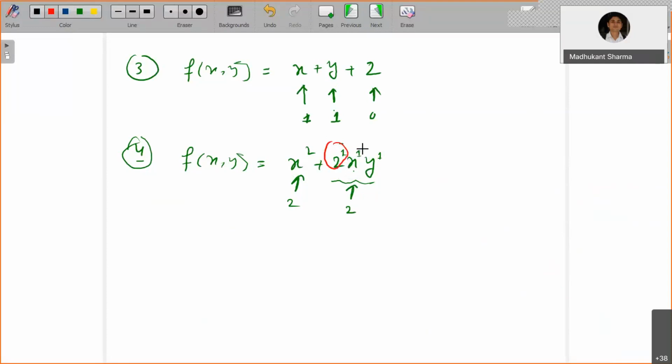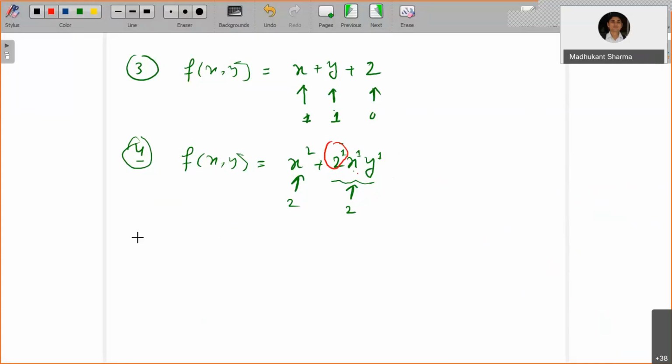So now in the second term, x to the power 1 and y to the power 1, so both are of degree 1. So in total, what will be the total degree? 1 plus 1, that is 2. Okay, so each term is of degree 2. This is going to be a homogeneous function of degree 2.